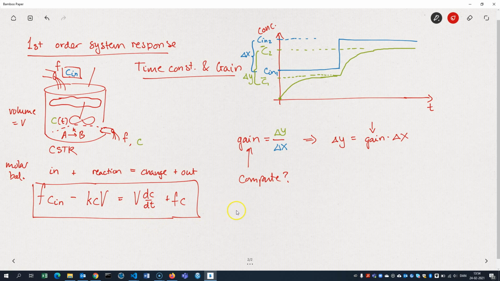So what we do is bring the differential equation to standard form, which means collecting all the terms involving the response variable C on one side. When I do that, I have V dC/dt, then I have (F plus kV) times C. So those are the three terms here, and then I have one term here which doesn't involve C, so I'll keep that on the other side of the equation.